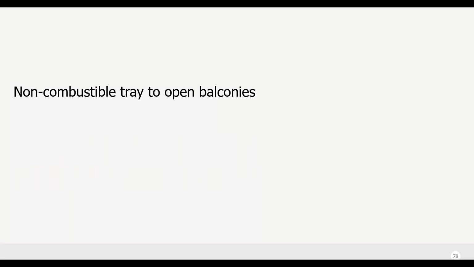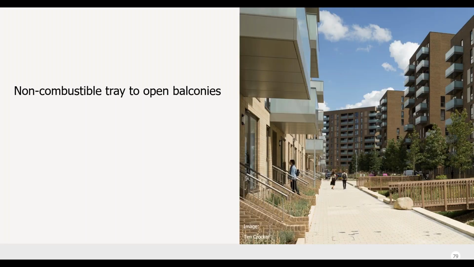There have been incidents when burning droplets from a balcony above has caused the spread of fire. The prevention of this is one of the key requirements in the standard. Next. So this tray can also protect the balcony from below, i.e. from a fire breaking out from a window or other opening that's directly below the balcony.